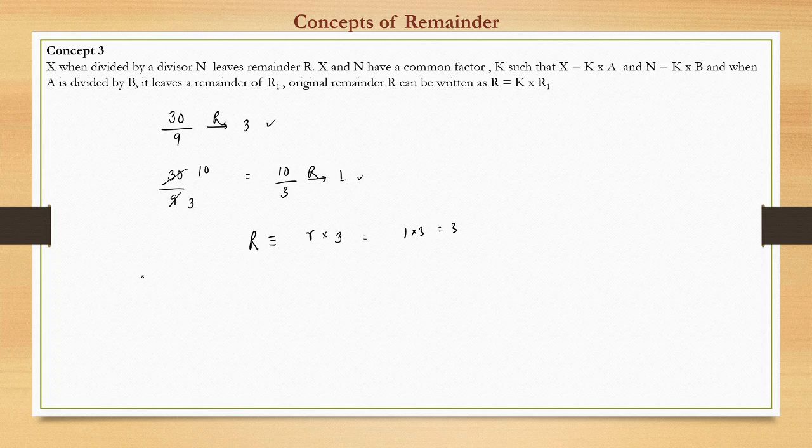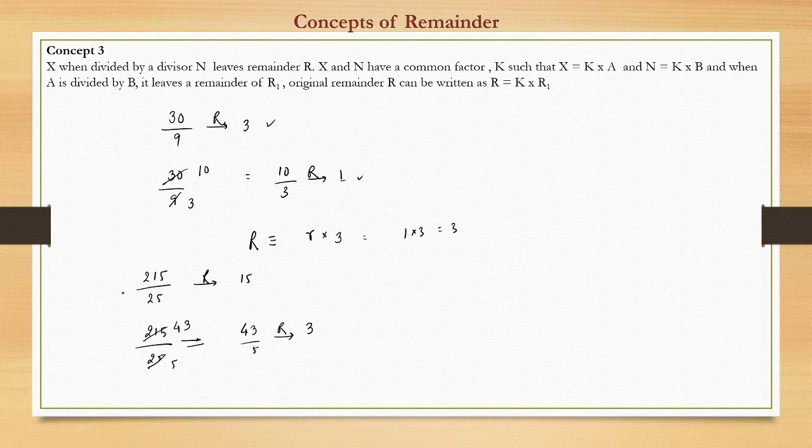Similarly, if we take another example, say 215 by 25. Here we know the remainder would be how much? 25 goes into 200, so 15 would be the remainder. But now if we cancel this out by 5, 215 by 25 becomes 43 by 5. So the remainder would be nothing but 3.